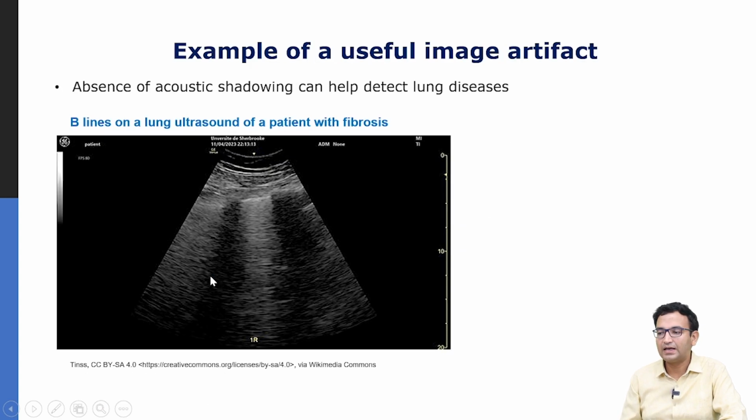Another artifact is that in the lung. The lung is filled with air, and therefore it creates a lot of artifacts when imaging is performed. Now, imagine if the lung has some kind of pathology such as pneumonia or COVID, then the pattern of these artifacts will change, which will help assess pathologies such as fibrosis or fluid buildup in the lung.